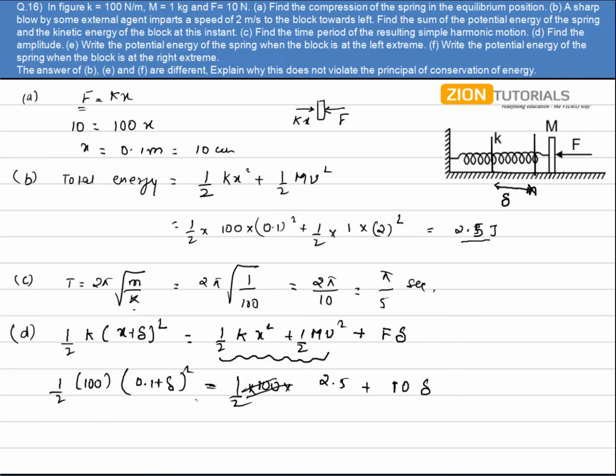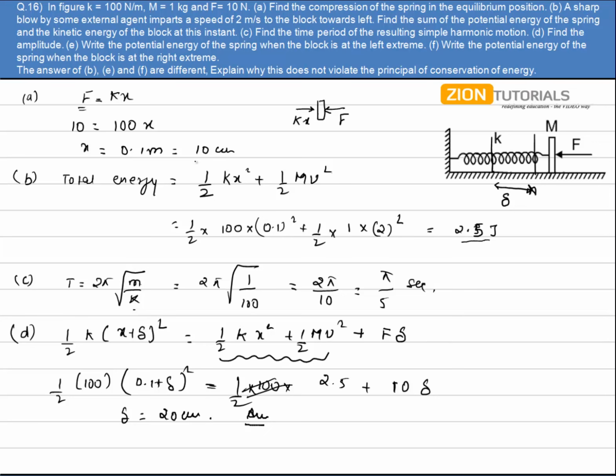To solve this equation, you get a quadratic, and on solving this quadratic, the value of delta comes out to be 20 centimeter. That is my answer. That is the amplitude, because we know that at a distance x was the mean position, and by a further distance delta will be the extreme position. So this delta will be the amplitude.